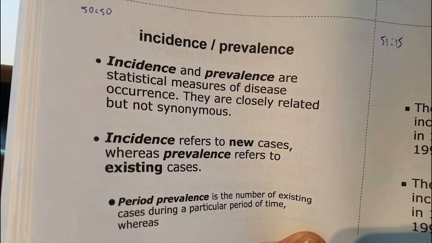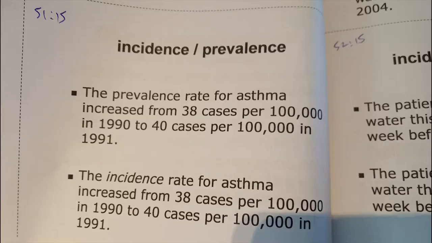So the prevalence rate for asthma increased from 34 cases per 100,000 to 40 cases per 100,000. Is this correct? Are we talking about only new cases, or are we talking about all cases? It should be the incidence rate. We're talking about the new cases per 100,000 here. So we would say incidence.